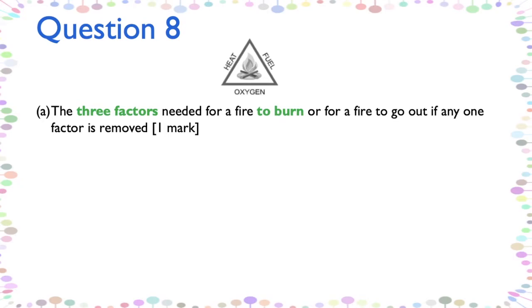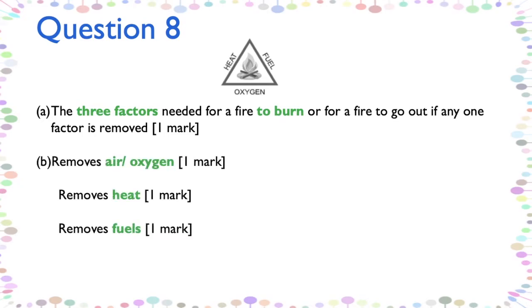For question B, we need to use the understanding of the fire triangle and state how the firefighting methods were used in the following examples. So for placing a heatproof mat over a beaker, this removes the air and oxygen.